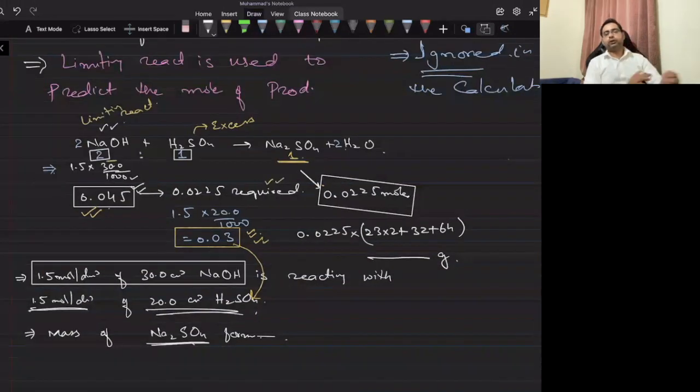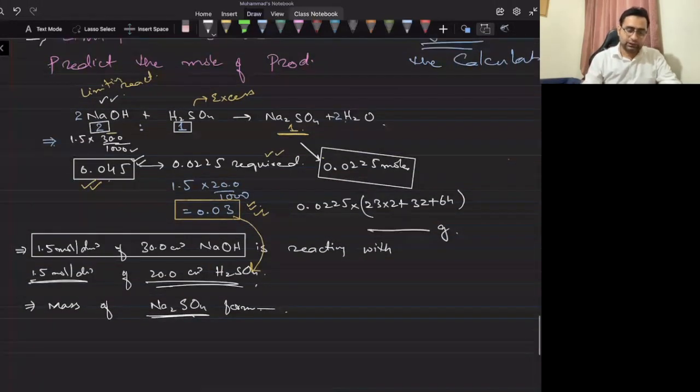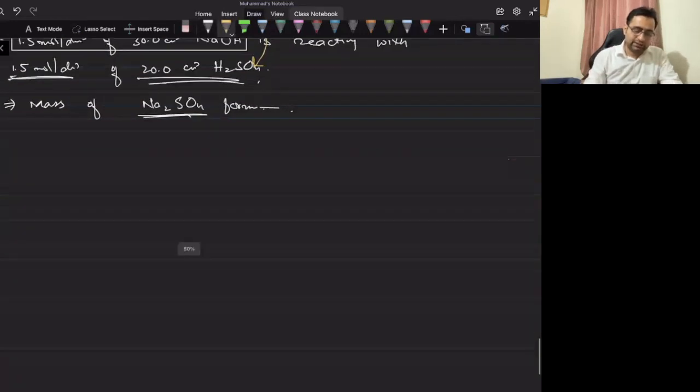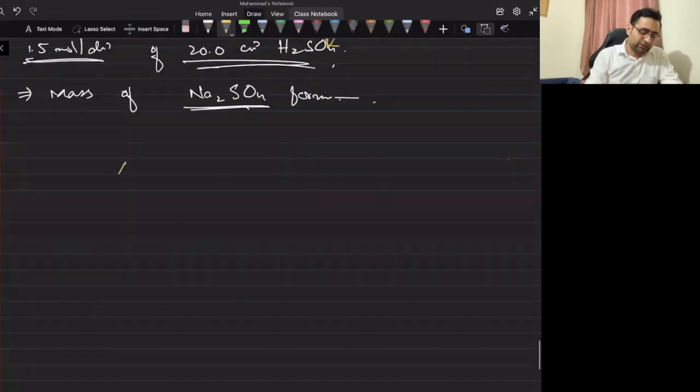I hope you know this very well. You got this point, how to find out limiting reactant and excess reactant. And one last topic of this mole is how we can find out percentage yield. To find out percentage yield, we use this formula.